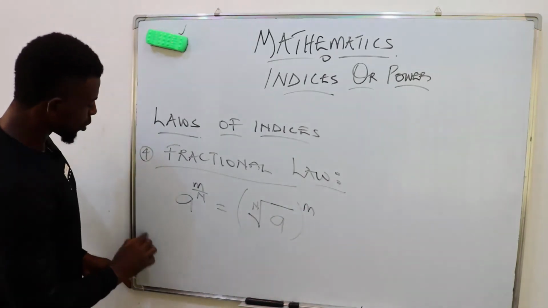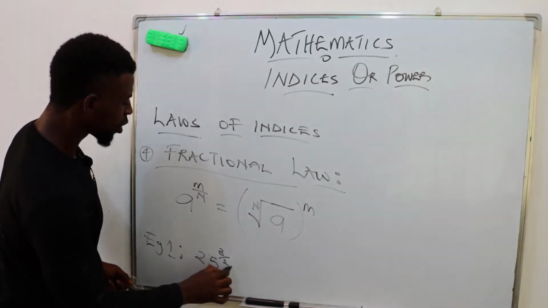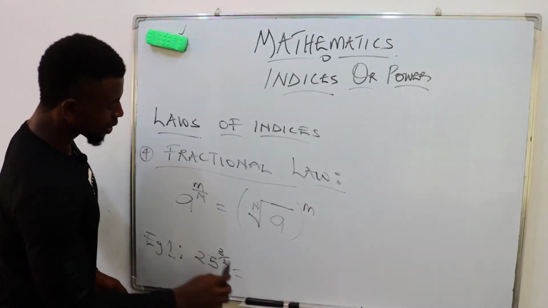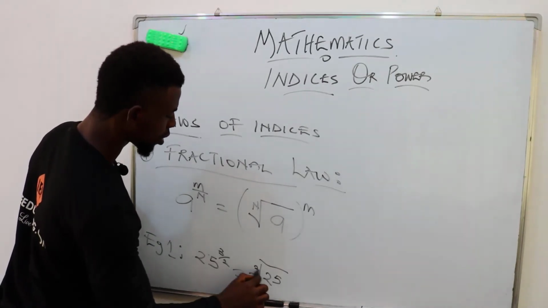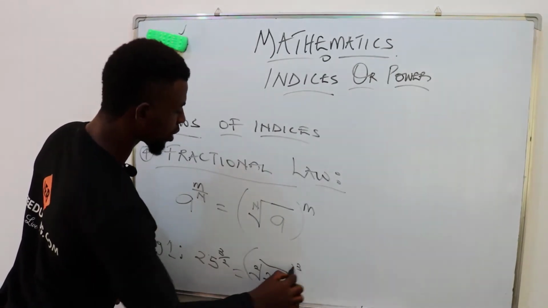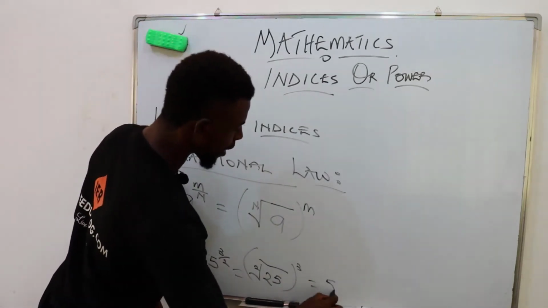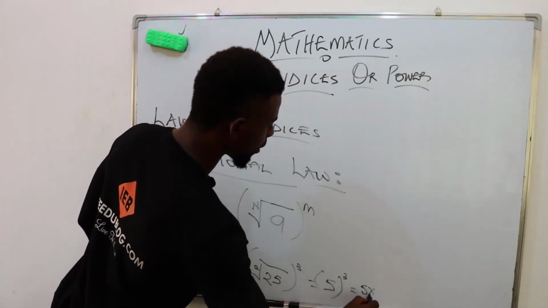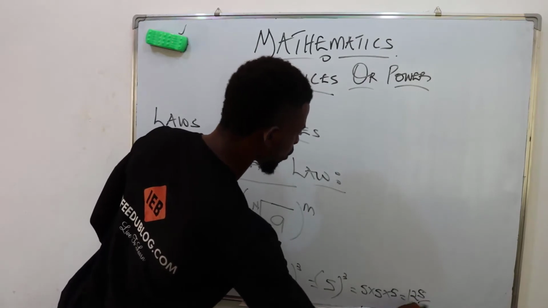So a good example 1 is if we have 25 raised to the power of 3 over 2. From what we have here, it tells us that the solution is equal to the second root of 25 all raised to the power of 3. And we know that the second root of 25 is 5. So we have 5 all raised to the power of 3, which is equal to 5 times 5 times 5, which is equal to 125.